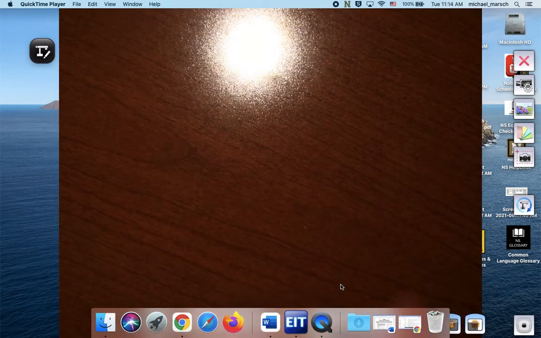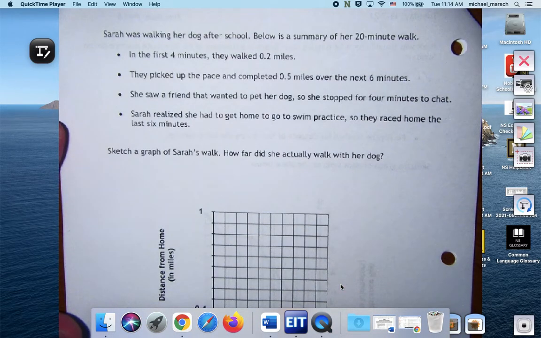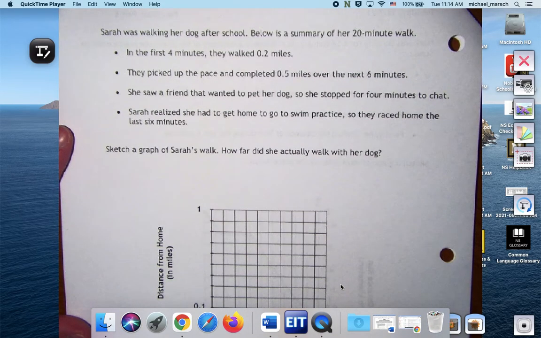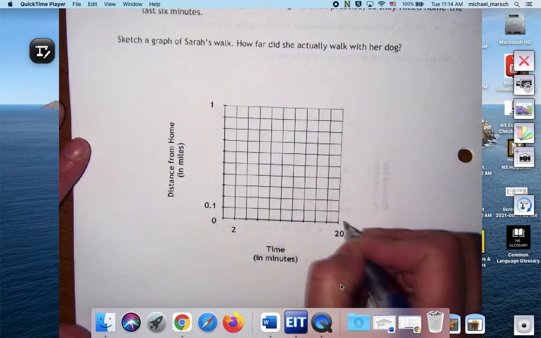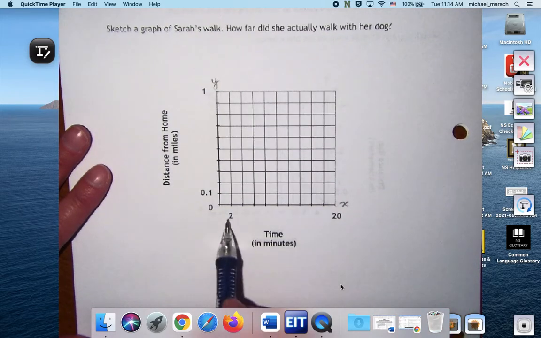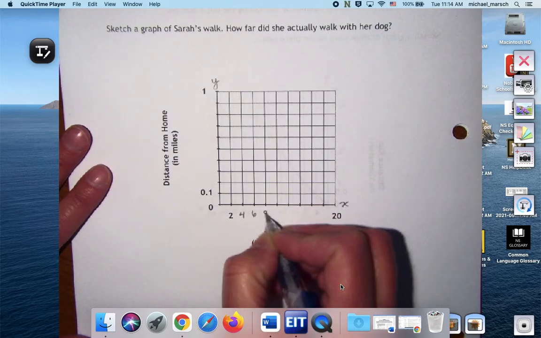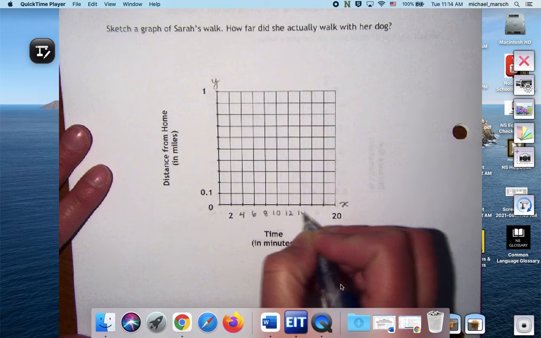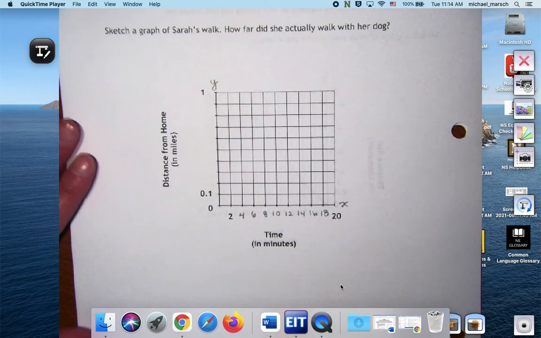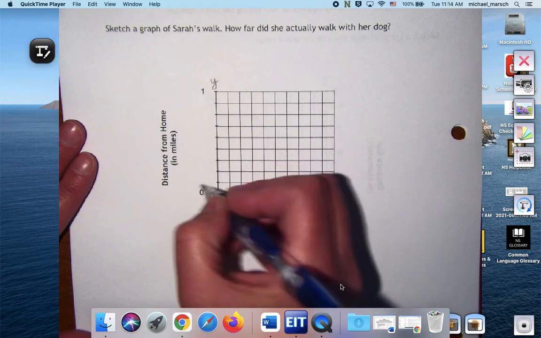All right. Let's do it again. This time we've got Sarah walking her dog after school. She has a 20-minute walk. First thing I need to do is fill out my graph. I'm going to label my X and Y axis. This time I'm increasing by 2 minutes. And then my distance is by 0.1 miles, tenths of a mile.